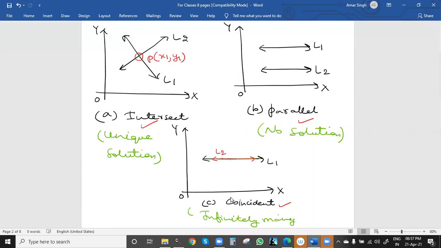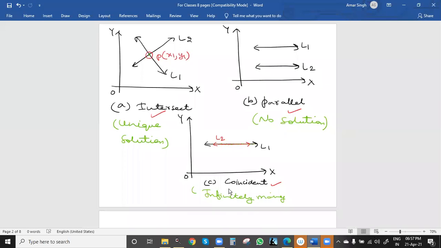So all the points lying on one line will lie on both the lines. Here only one point was lying on both the lines L1 and L2, so one solution. Here many points are lying common to both lines because they are lying one above the other, that is coincident lines. So infinitely many solutions is the solution type. Infinitely many solutions, correct.